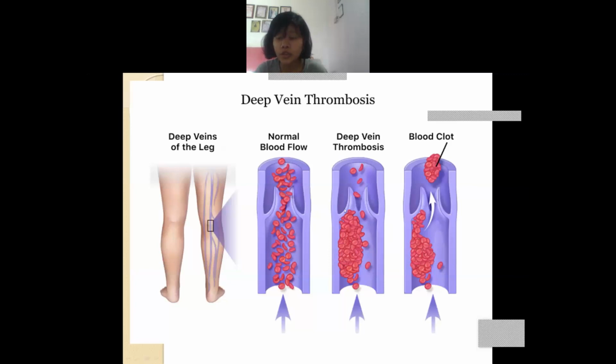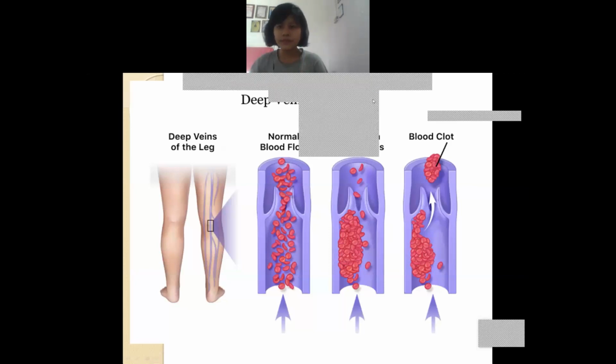And deep vein thrombosis usually occurs in the leg portion, in the thigh portion, in the lower leg, in this area. Okay, is it clear? Is this portion clear, everyone? Yes or no? Okay.